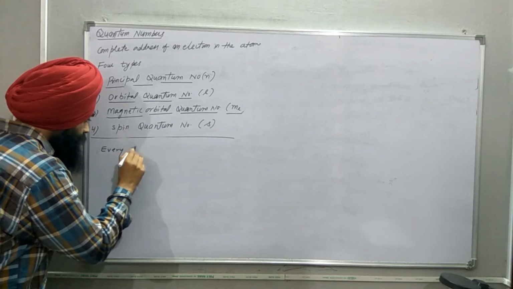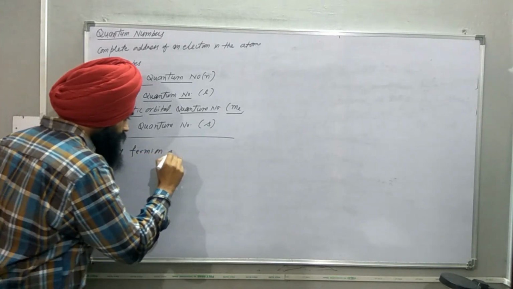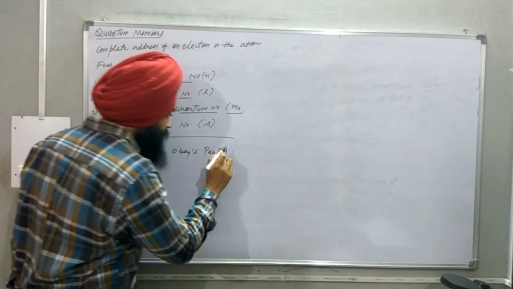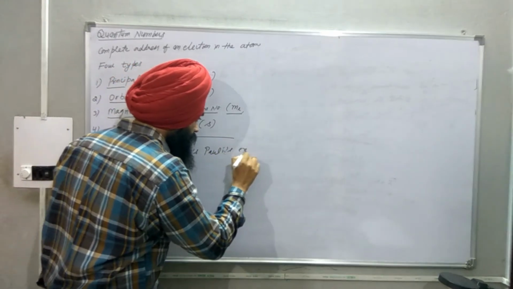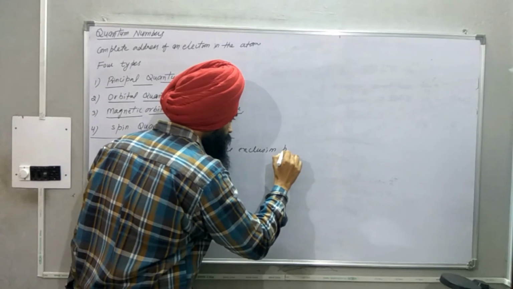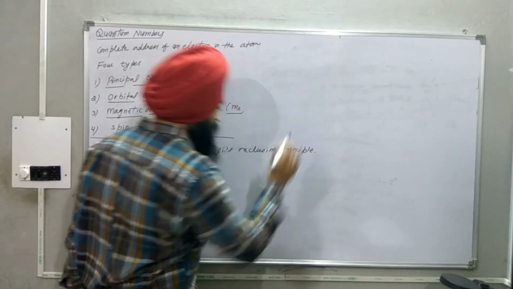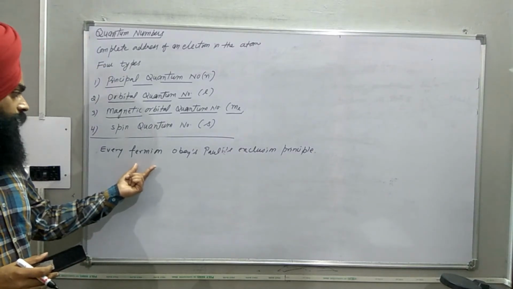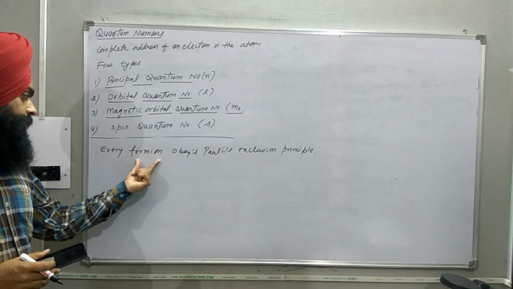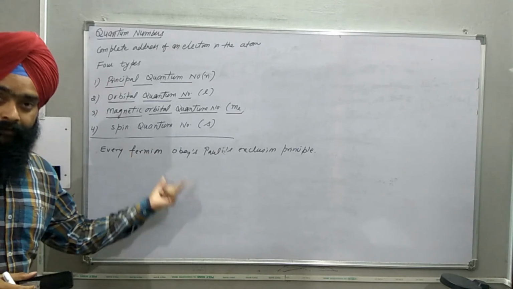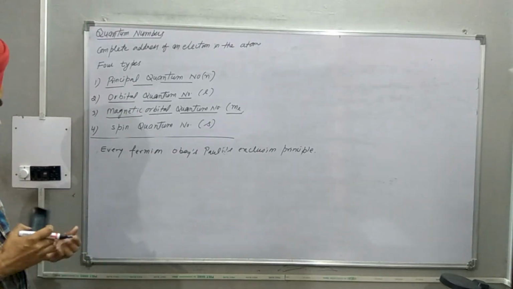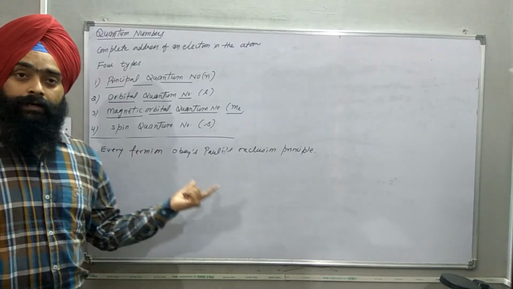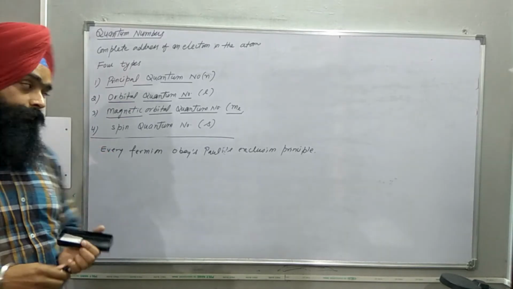Every fermion obeys the Pauli exclusion principle. According to this principle, no two fermions can be present in the same state unless they have opposite spin. I repeat, no two fermions can be present in the same state unless they have opposite spin.